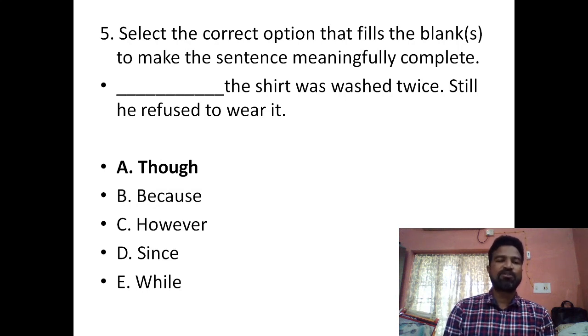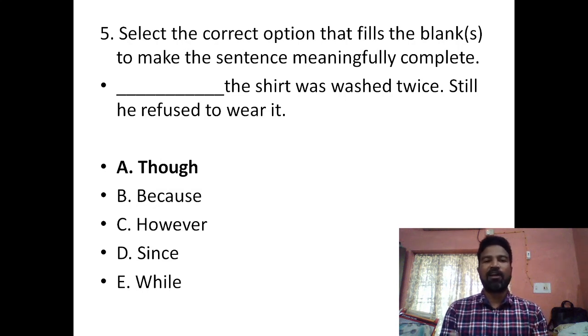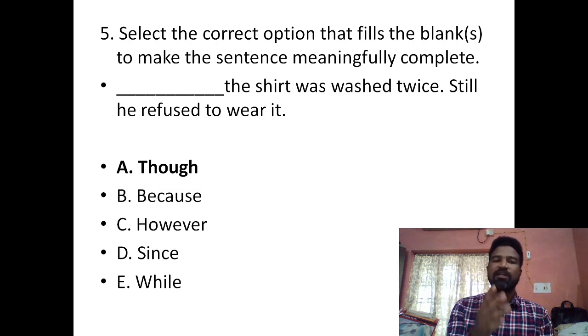Check out why the other options are wrong. "Because the shirt was washed twice" does not make any sense there. "However, the shirt was washed twice" does not fit in. "Since" also doesn't fit in. "While the shirt was washed twice": while is used for a continuous action, because only when we are talking about an action that is continuing do we use it. The correct option is option A. Though the shirt was washed twice, still he refused to wear it.